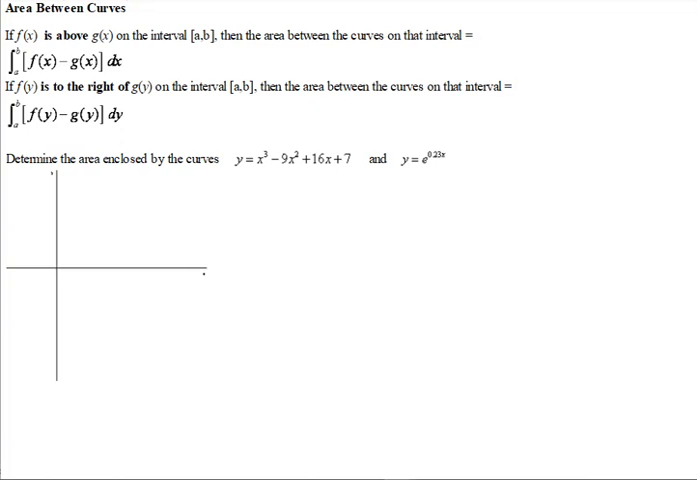Checklist on the topic of advanced area, arc length, and volume problems, part one. So let's look at a review of the area between two curves formula.